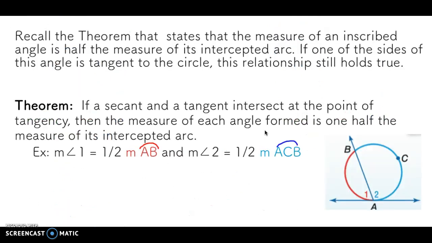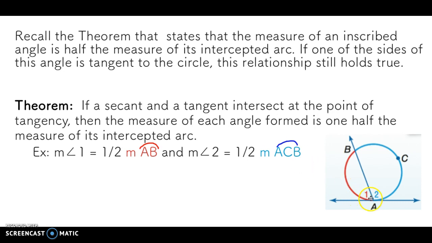Okay, so recall the theorem that states that the measure of an inscribed angle is half the measure of its intercepted arc. If one of the sides of this angle is tangent to the circle, its relationship still holds true. So here's another theorem. If a secant and a tangent intersect at the point of tangency, then the measure of each angle formed is 1/2 the measure of its intercepted arc.